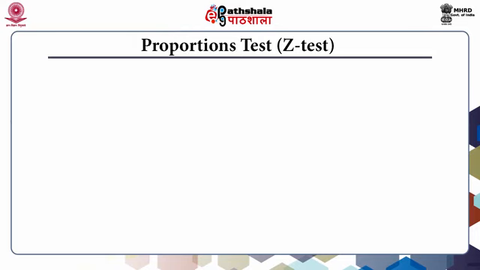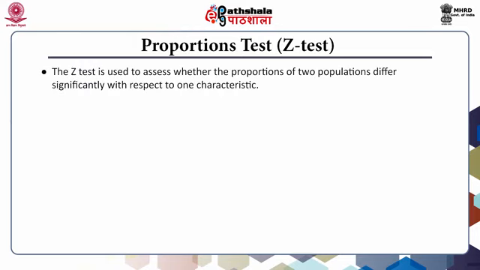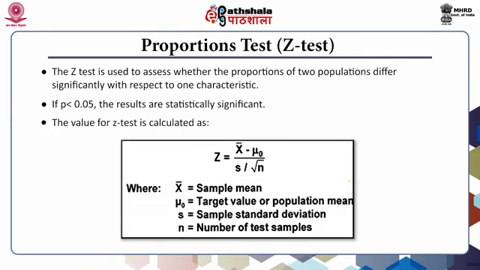The proportions test or the Z test. The Z test is used to assess whether the proportions of two populations differ significantly with respect to one characteristic. If p is less than 0.05, the results are said to be statistically significant. The value for the Z test is calculated as provided by the formula below.